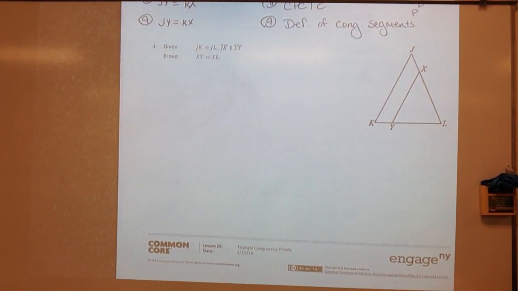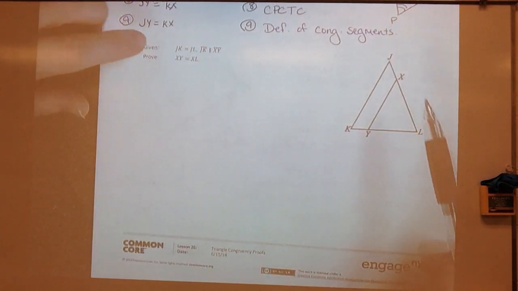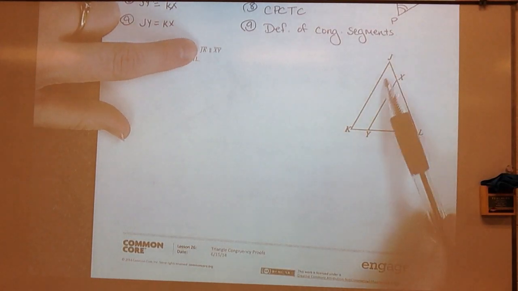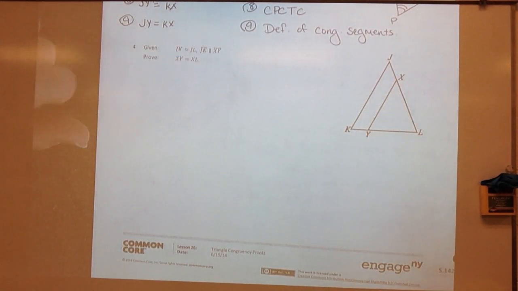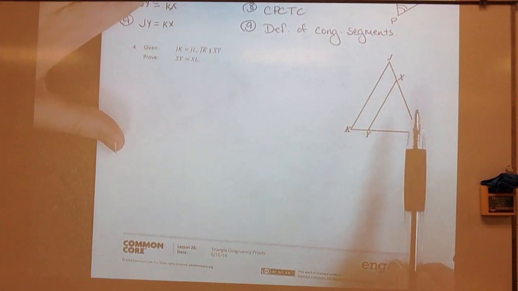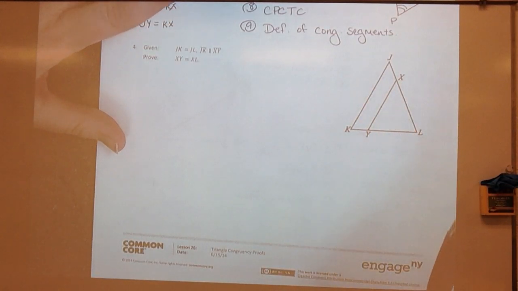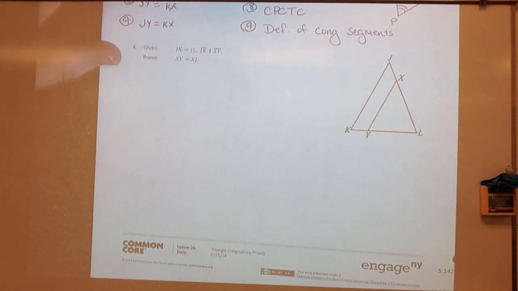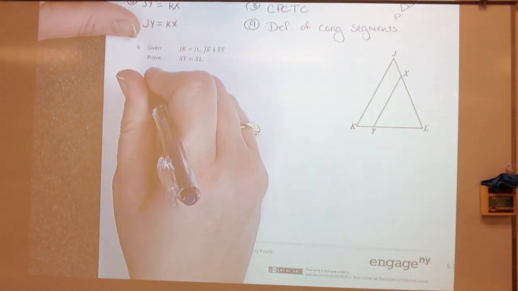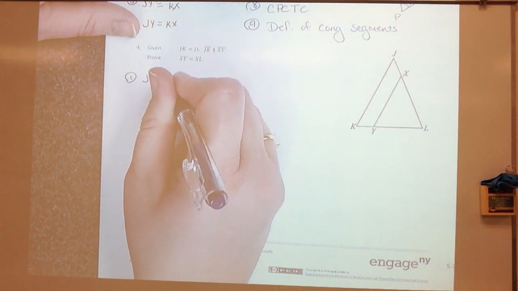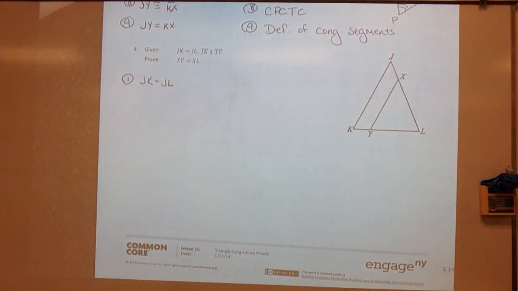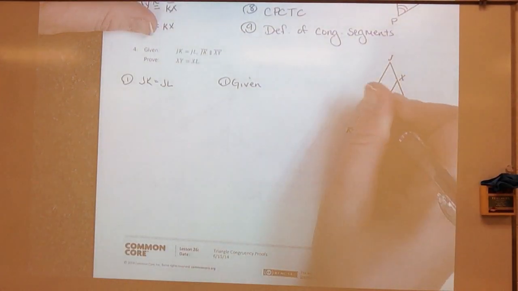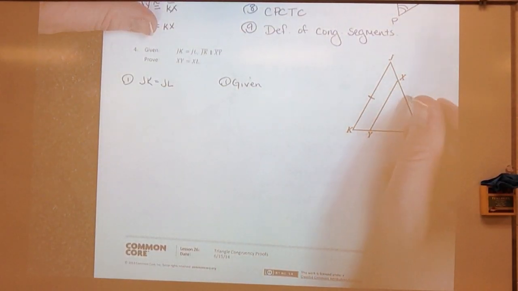Alright, number 4. So number 4, I'm given JK is equal to JL. I'm given JK is parallel to XY. And they want us to prove that XY is equal to XL. So we're going to split our given up for just a moment. We'll go with JK is equal to JL, and that is given. So JK is congruent to JL.